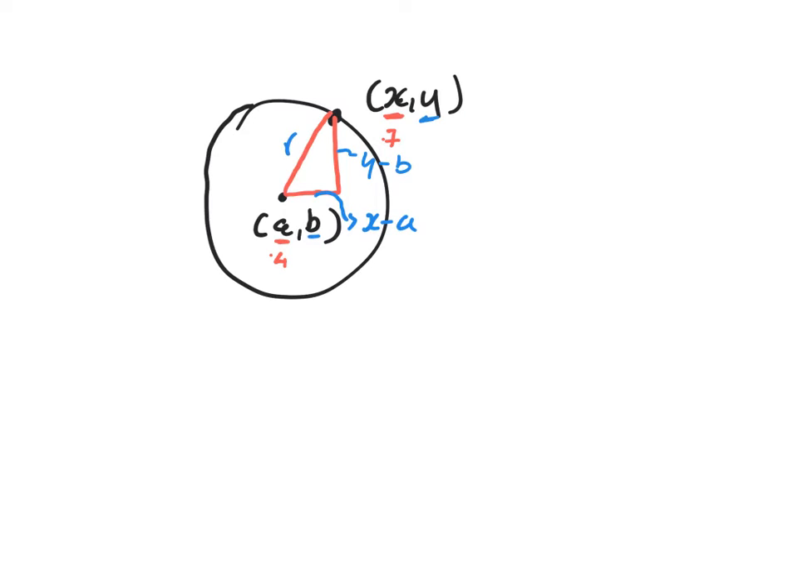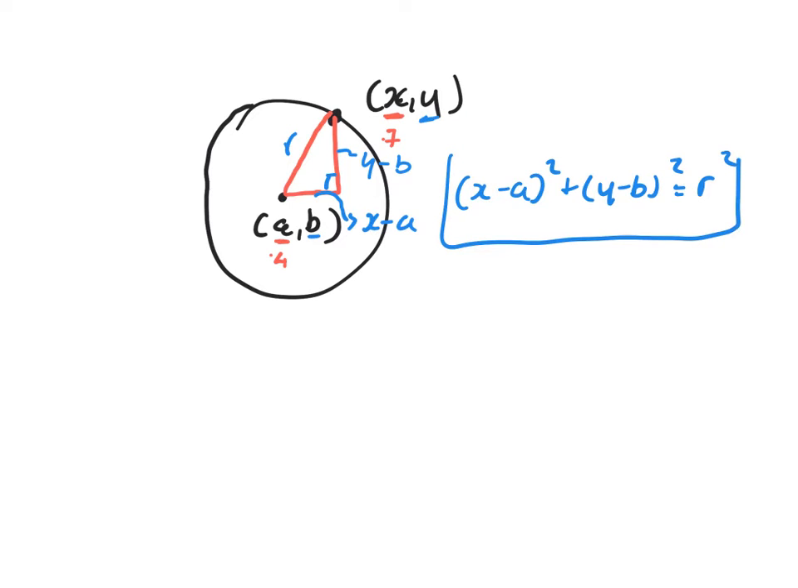We'll still call this the radius, and using Pythagoras, the square of the hypotenuse is equal to the sum of the squares of the two sides, so that then gives me the equation of the circle when the circle centre is not the origin, and that is (x minus a) all squared plus (y minus b) all squared is equal to r squared. Let's try some questions with these.